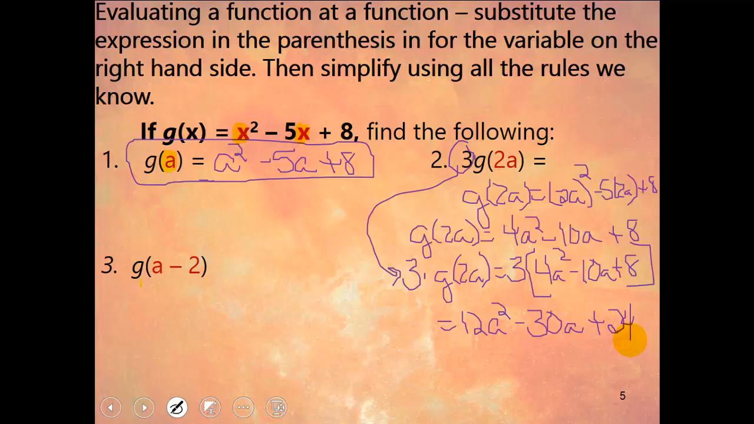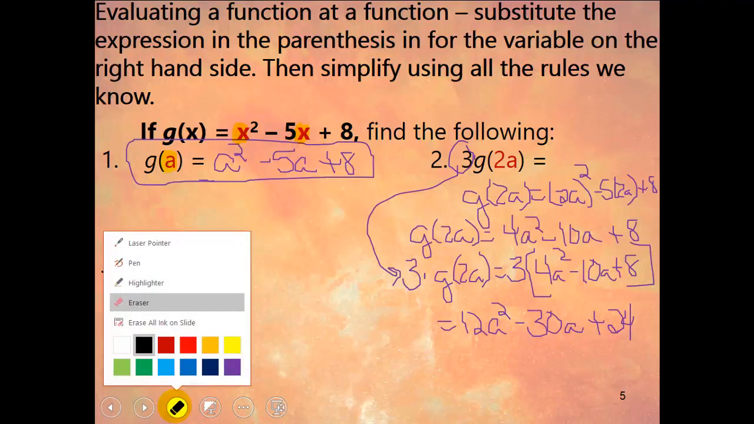Okay? Now on this one here, this one's a little bit different because we're plugging in a binomial. These are monomials that we plugged in before, all right? So now we're going to plug in a binomial. So we have to be careful when we square that, okay? So what we're going to do is anywhere there's an x, we're going to plug in a minus 2.